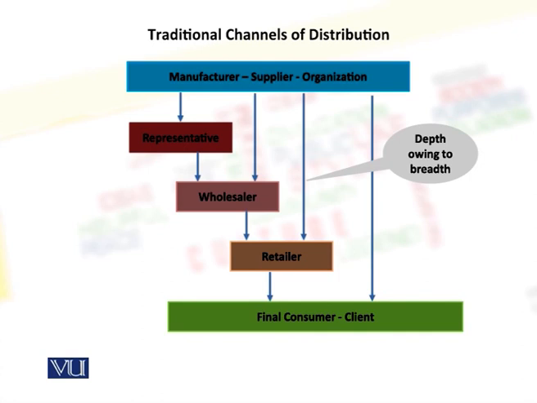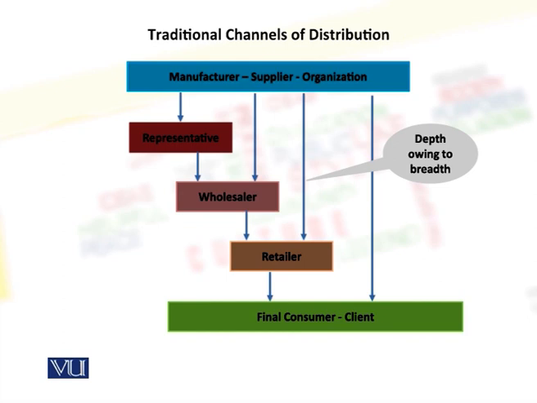Let me draw your attention to one more factor while I talk about the depth of distribution, because this is a model which basically has been drawn keeping in view the depth of distribution. But since the depth of distribution is contingent upon the breadth of distribution, we have to talk about both at the same time. So while clarifying that particular point, I would like to draw your attention to the arrow which is right off the box which contains this representative. Now, this arrow flows directly from manufacturer, supplier, and organization to the wholesaler. And if you go further right, you have an arrow flowing from the top level right down to the retailer. And if you go further right, you see that arrow flowing all the way down to the final consumer.